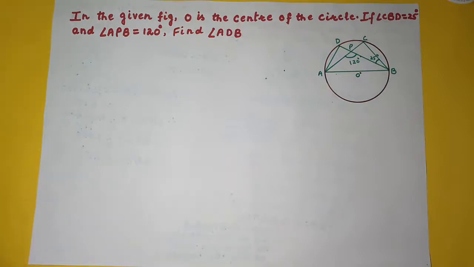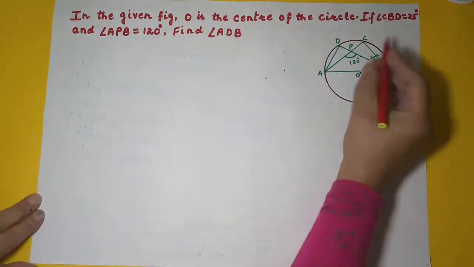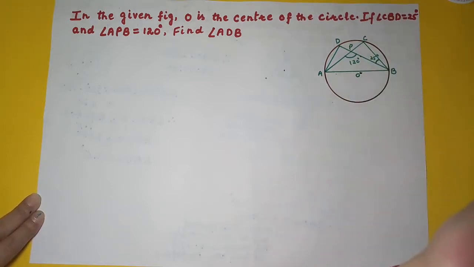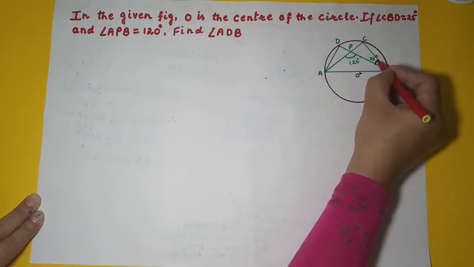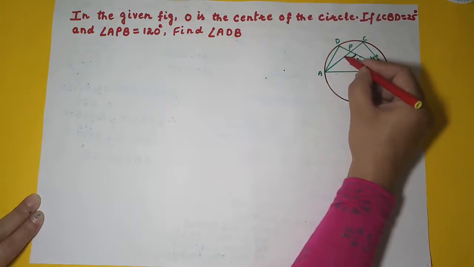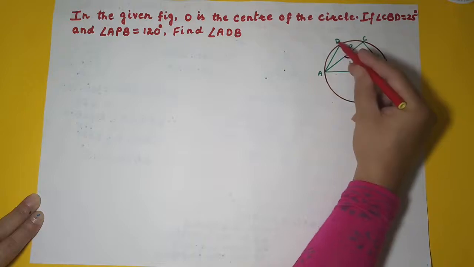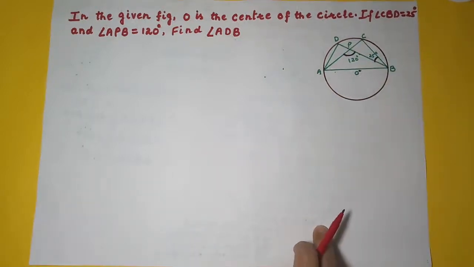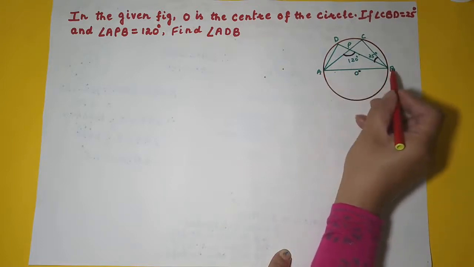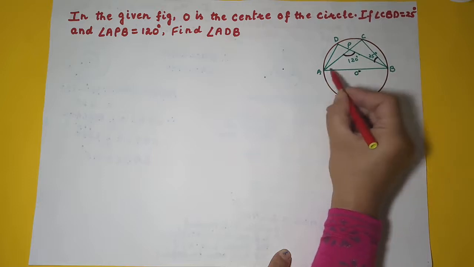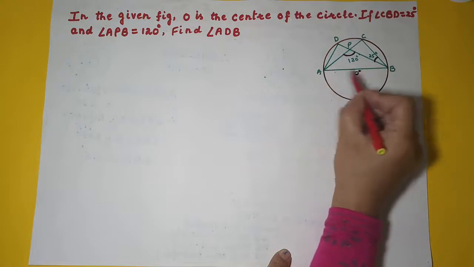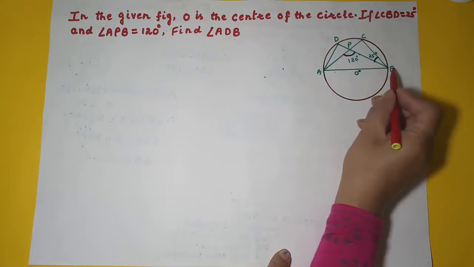Alright, one more. He's saying that in the given figure, O is the center of the circle. If angle CBD is 25, this angle is 25, and angle APB, that means this angle, is 120. Find angle ADB. Now, something very important to note here is that O is given the center, but AB is not passing through O. It's slightly out of the range of O. So AB is not the diameter.